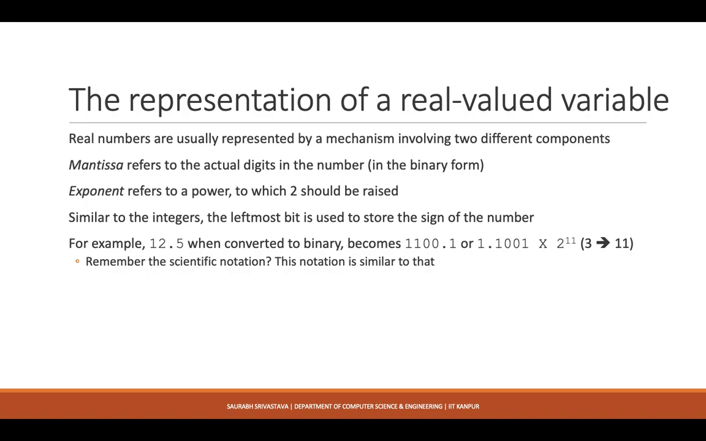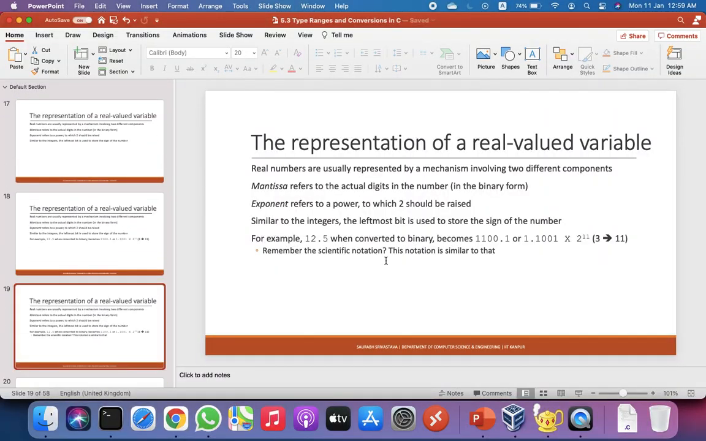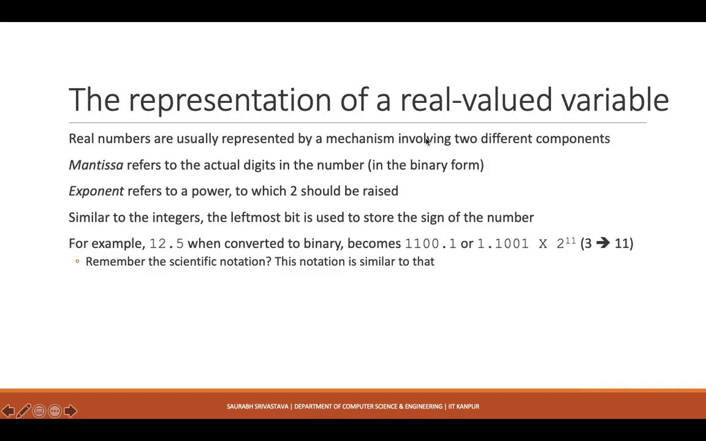So essentially, this was initially 1 point.